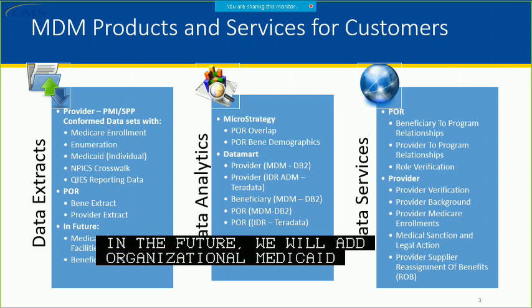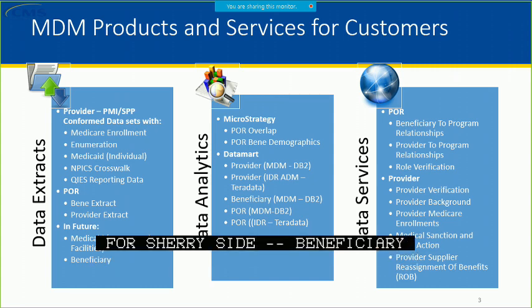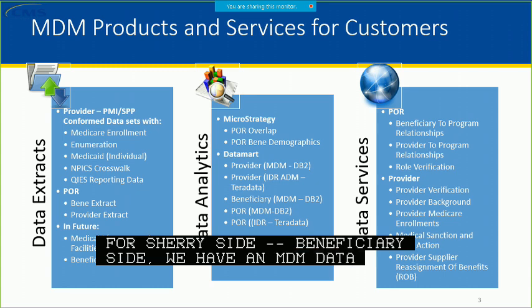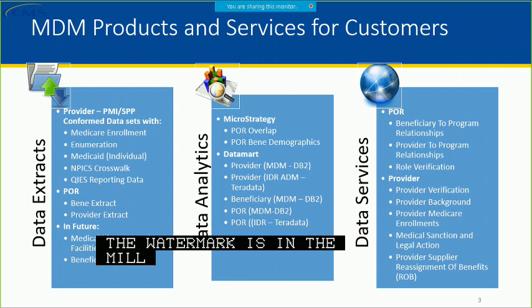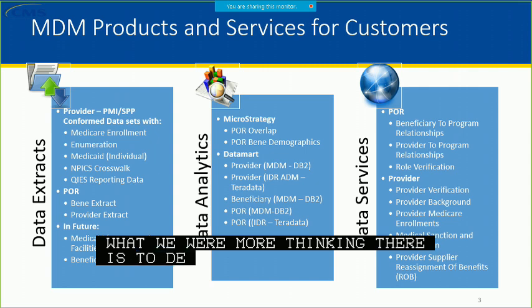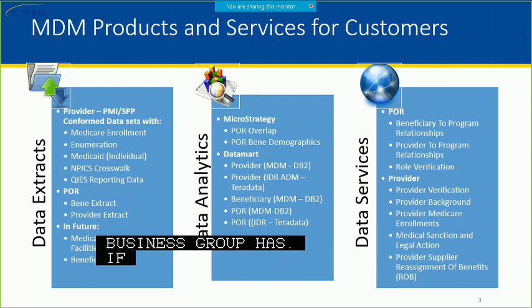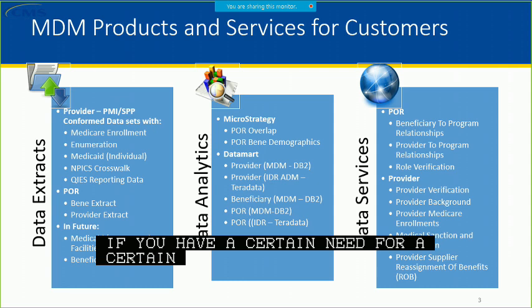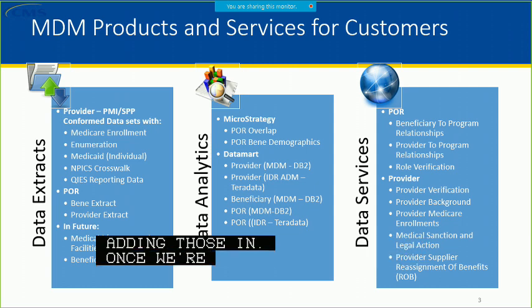On the beneficiary side, we currently have data populated in the MDM data mart, which runs through InfoSphere as well for ID resolution. And again, the volume of Bennies is huge, coming in from CME in millions. So there, what we were thinking is to develop customized extracts focused on answering certain questions that your business group may have. If you have certain needs for CME data, then definitely reach out to us. And in the MDM roadmap, we'll be adding in the TMSIS recipients as well. Once we are done with TMSIS provider, our next step in the roadmap is to integrate Medicaid recipients into MDM.